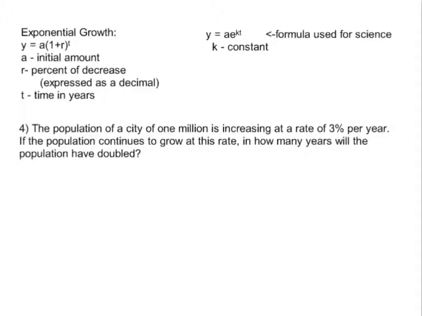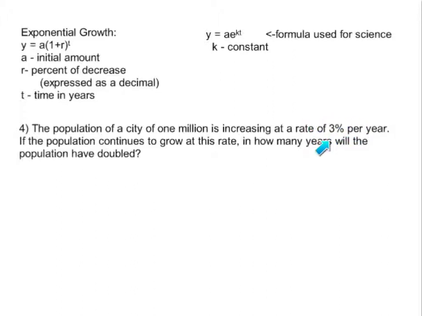So now exponential growth. Pretty much the same formulas, but the difference here is we have a 1 plus r and a positive k because we are now growing instead of decaying. But our A, r, t, k, those are all standing for the same thing. So we're just going to jump in and try this last example here. The population of a city of 1 million is increasing at a rate of 3% per year. If the population continues to grow at this rate, in how many years will the population have doubled?